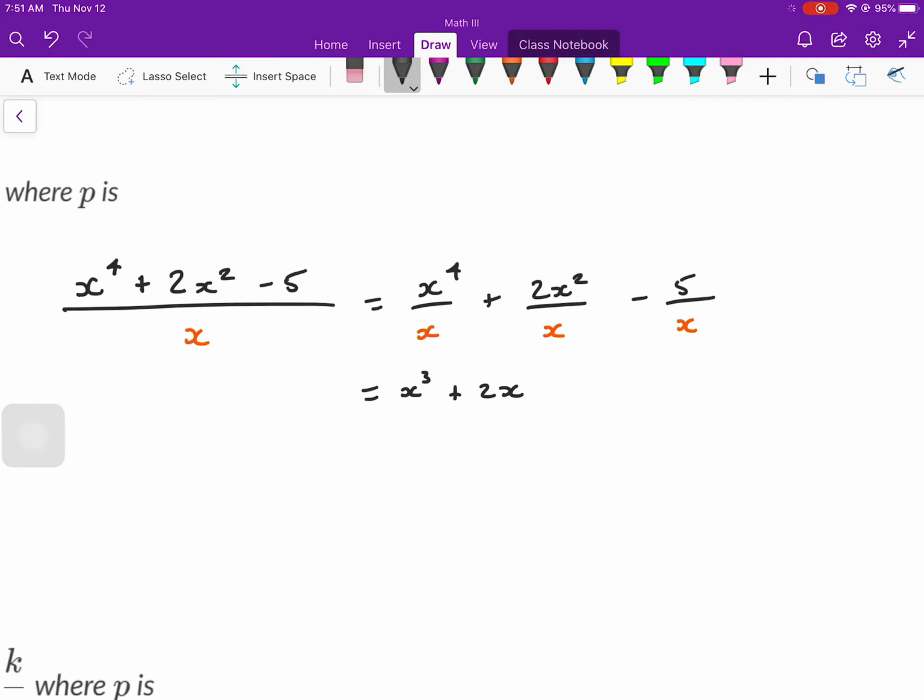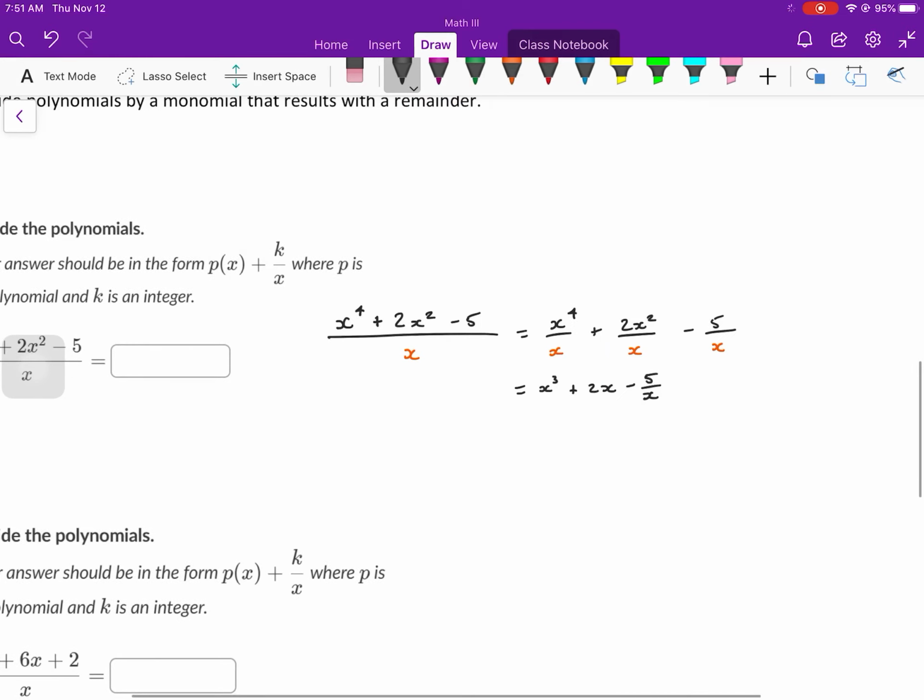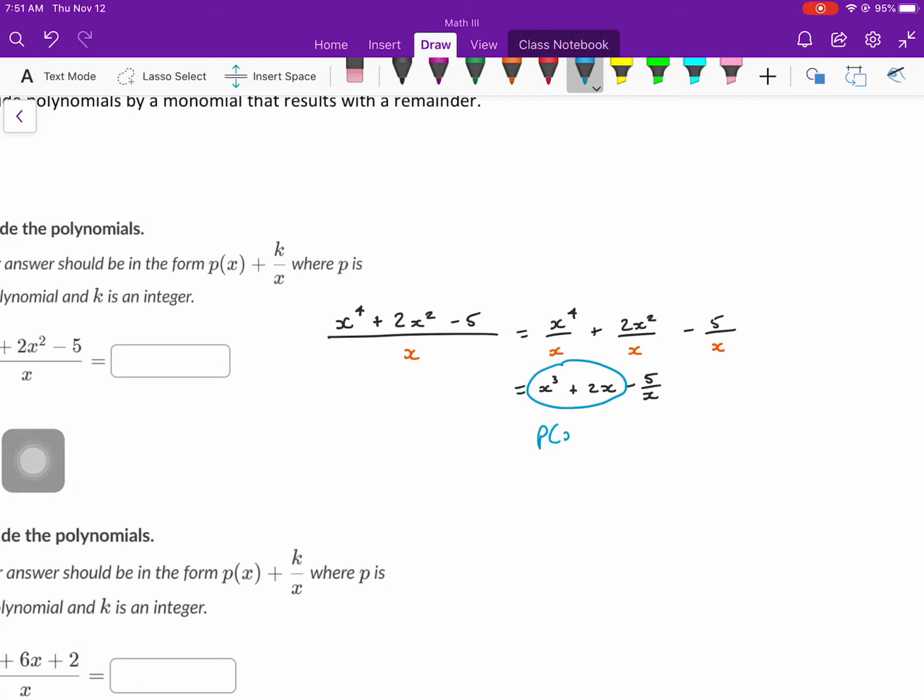So we're going to leave it over the divisor. Now remember, the divisor is that original denominator of our rational function. So I'm going to just leave it as minus 5 over x. That takes the form of p of x plus k over x. The x cubed plus 2x is our p of x, and the negative 5 over x is our k over x.